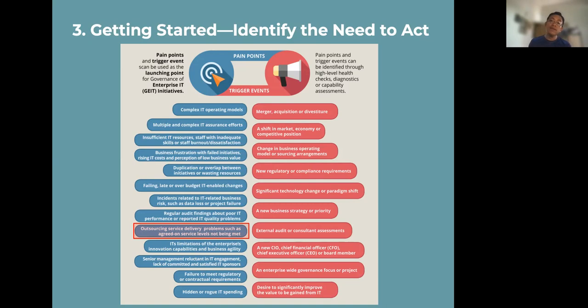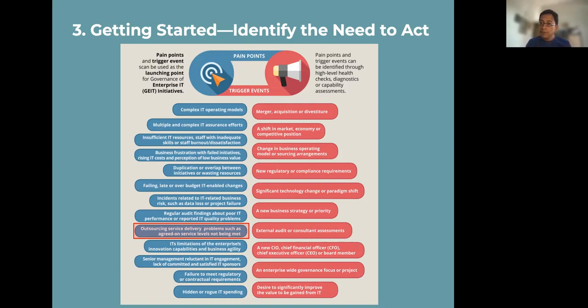And then on the right side, you have the trigger events, something that can be leverage for you, something that can motivate your organization. It can be an opportunity for you to implement governance and management. For example, when your organization has a merger, or you acquire a company or organization, or sometimes you need to divest, which means to split off a part. Or sometimes shifts in the market, the economy, the competitive position, something like that. It can also be a change in the business operating model, or the sourcing arrangement, what kind of resources they need in the initiatives.